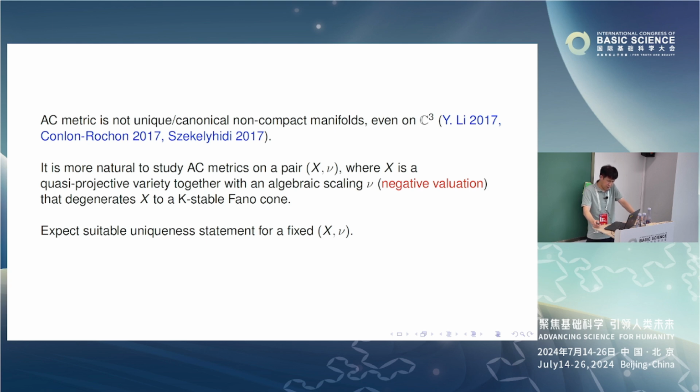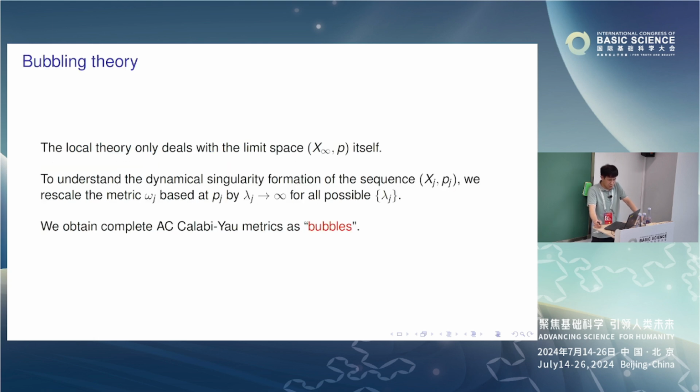So it's not so easy to talk about uniqueness; you have to play a different game. So I suggest there's a way of studying this. You don't just consider the manifold, you consider the manifold together with a degeneration, an algebraic degeneration to a K-stable Fano cone. So there are some conjectures in our paper about this.